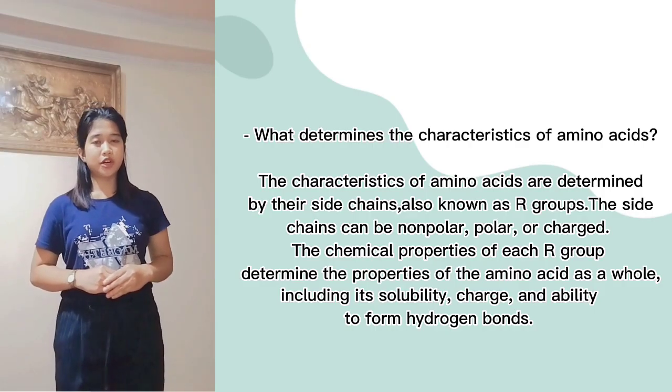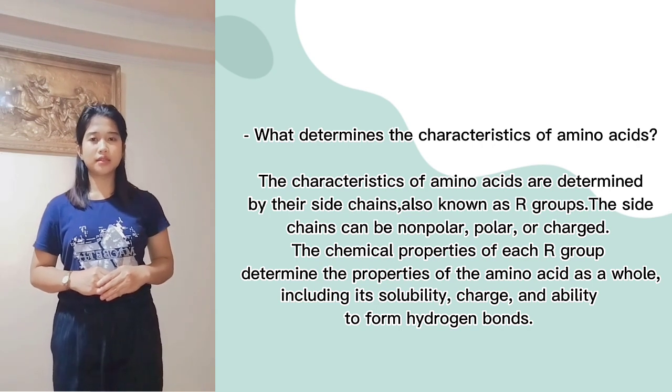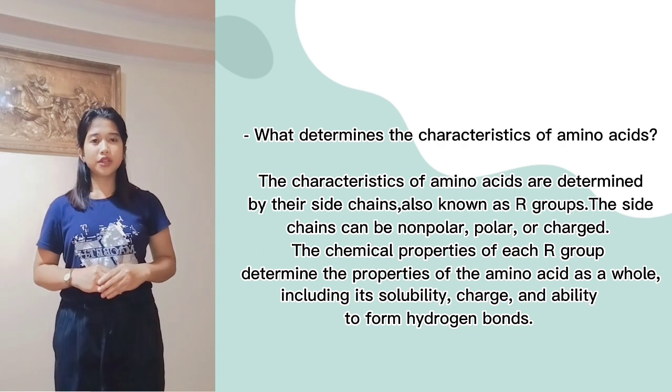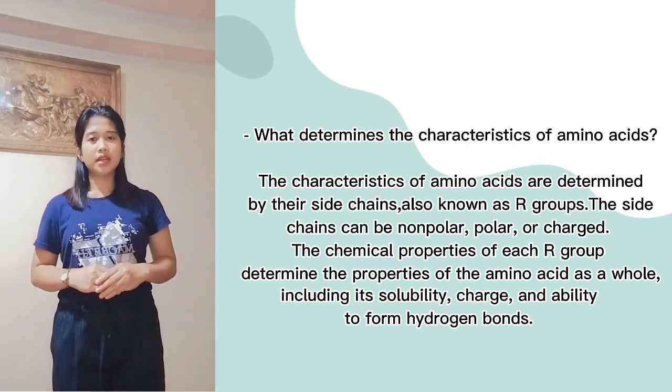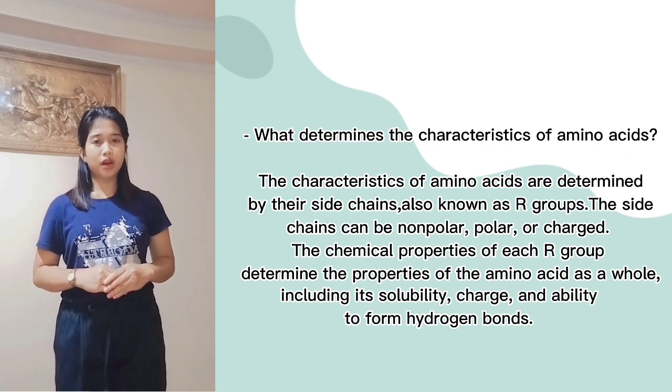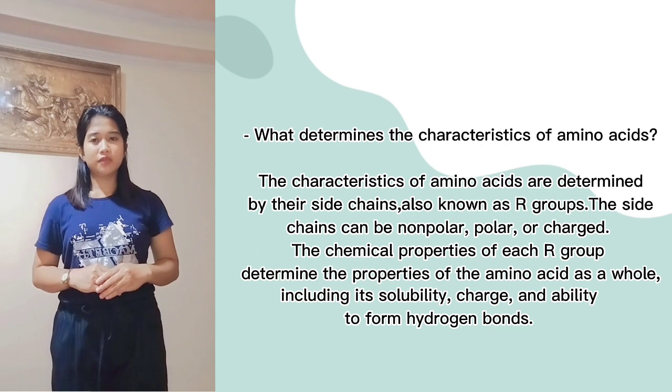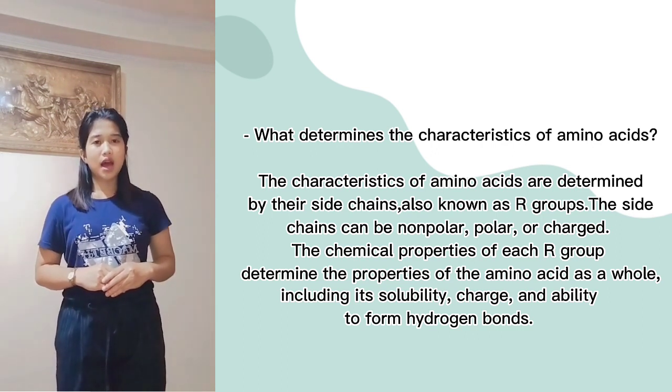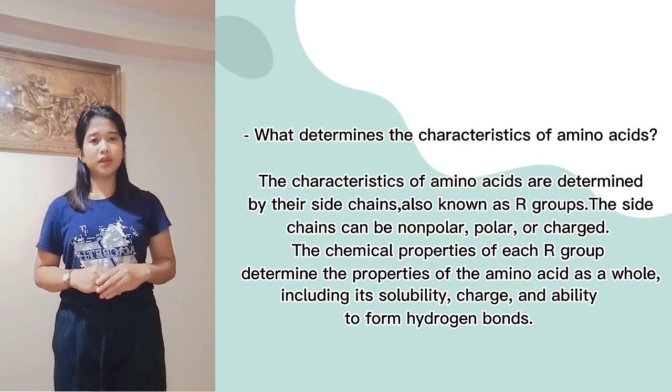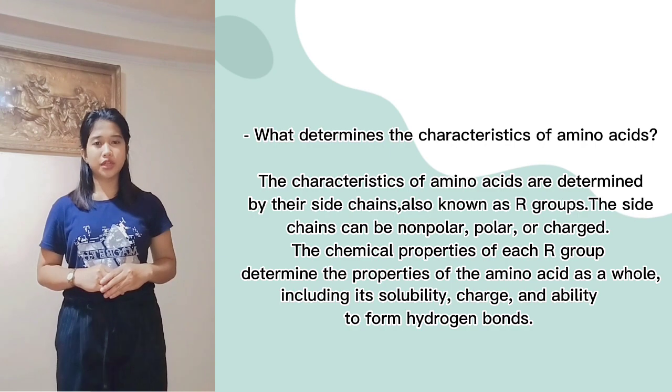What determines the characteristics of amino acids? The characteristics of amino acids are determined by their side chains, also known as R groups. The side chains can be nonpolar, polar, or charged. The chemical properties of each R group determine the properties of the amino acid as a whole, including the solubility, charge, and ability to form hydrogen bonds.